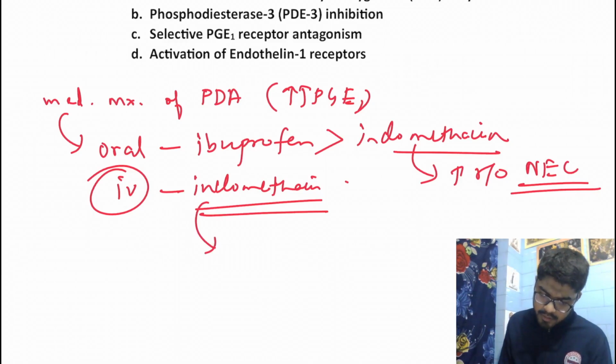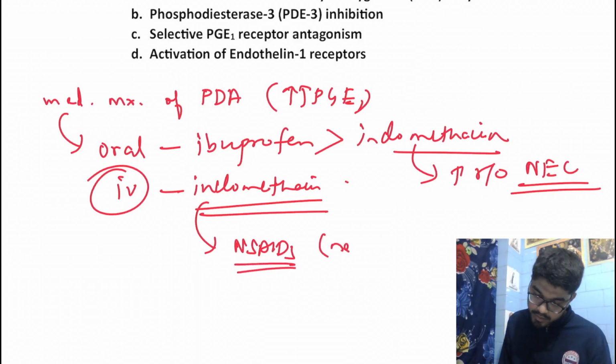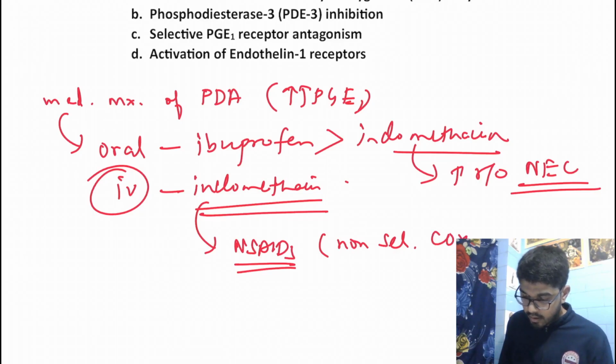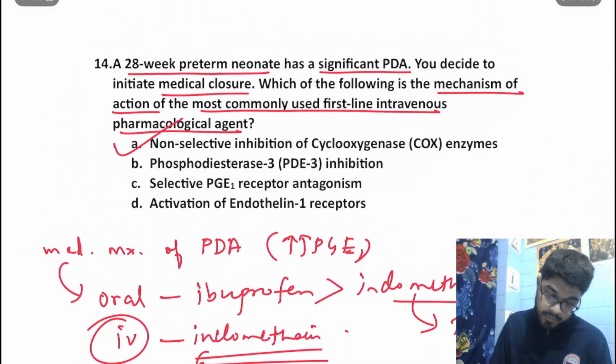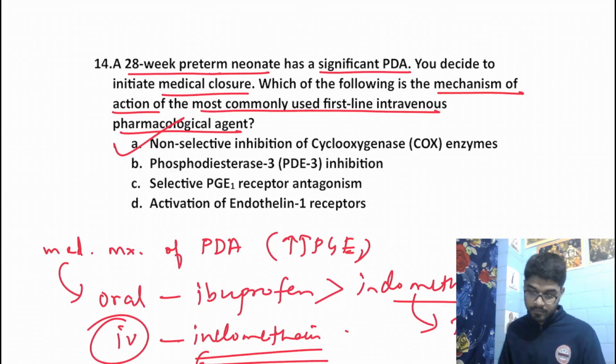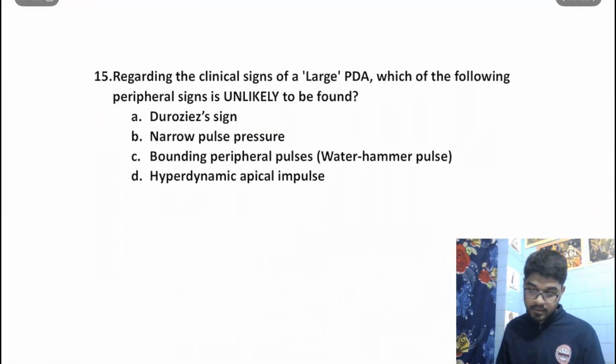Now, what are indomethacin and ibuprofen? They are NSAIDs. What do NSAIDs do? They are non-selective COX inhibitors. So our answer would be option A. Okay. Moving on to the next question.